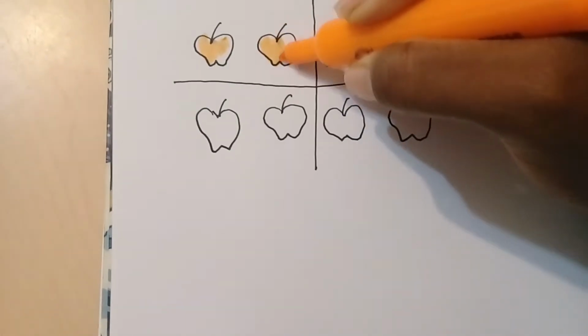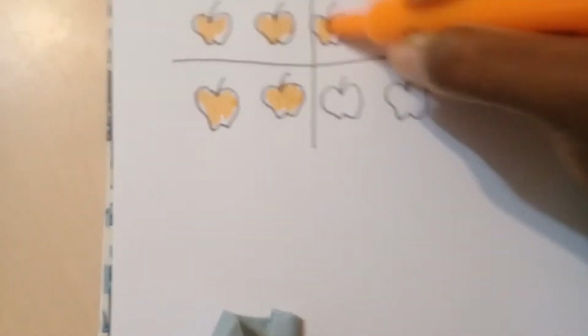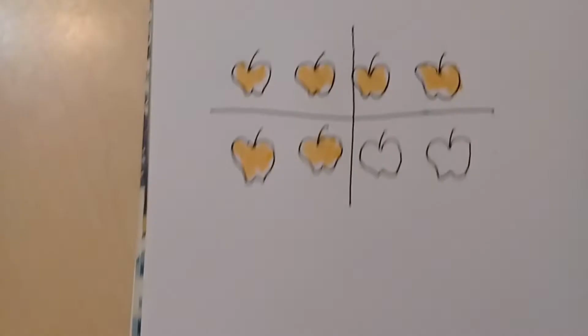They're going to be orange apples. I know that's not a real thing, but I don't have a red highlighter. I suppose I could have made them yellow or green, but I wasn't thinking about that.